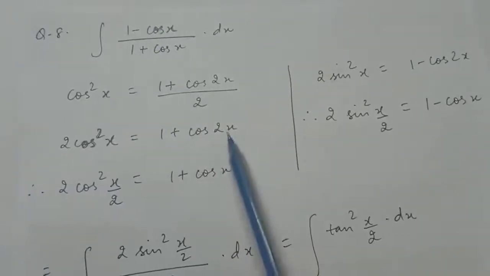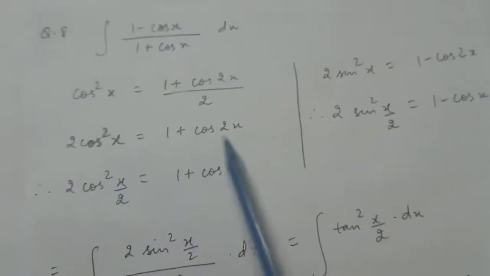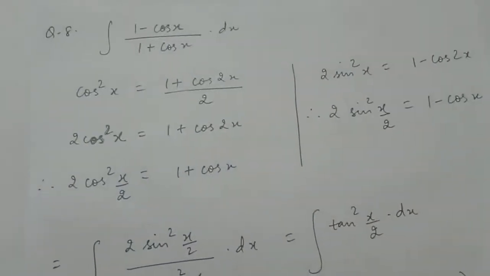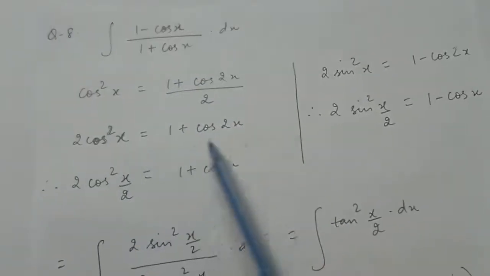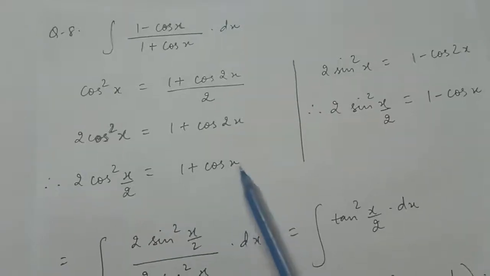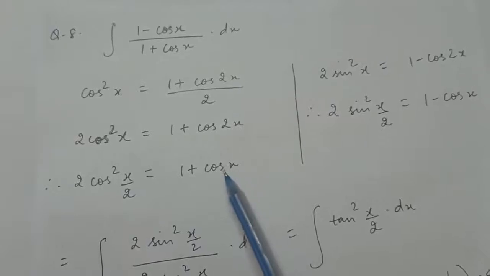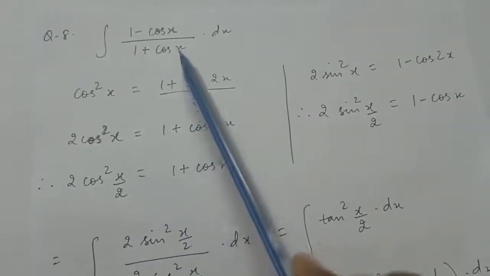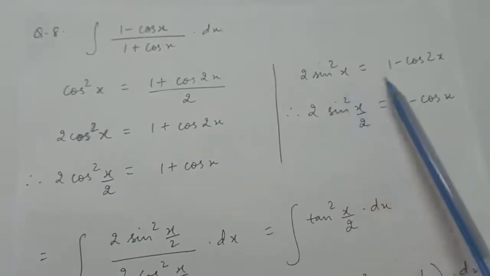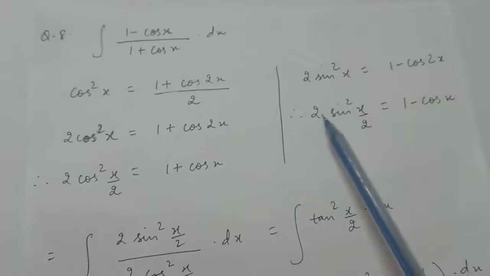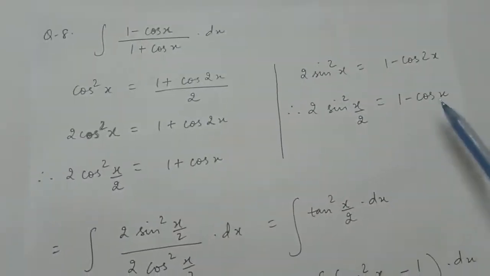Now 1 plus cos 2x will be 2 cos square x. Because 2 cos square x is equal to 1 plus cos 2x, we want to find the value of 1 plus cos x. So half the angle of this, so this will become x, right? So 2 cos square x by 2 is equal to 1 plus cos x, which we wanted. Similarly, we will find the value of 1 minus cos x. So you know 2 sin square x is 1 minus cos 2x. Therefore 2 sin square x by 2 will be 1 minus cos x, right?